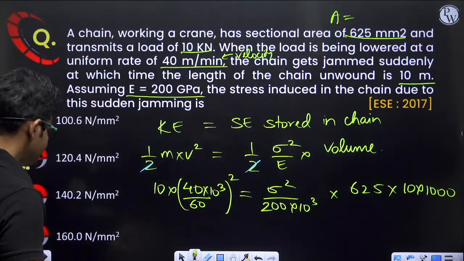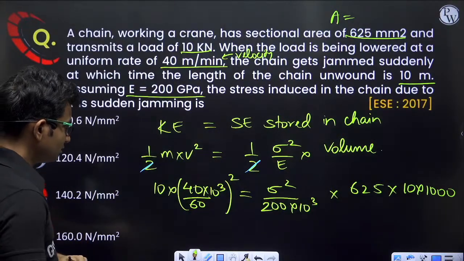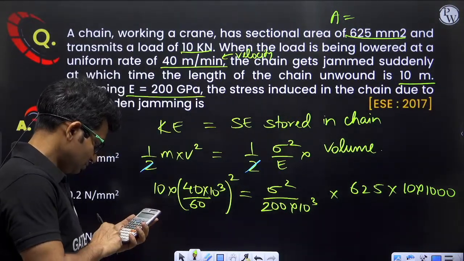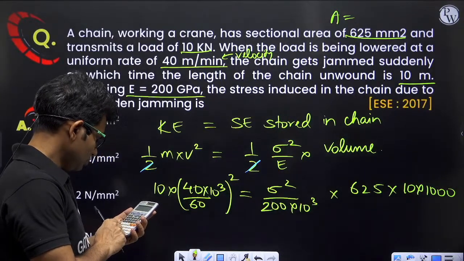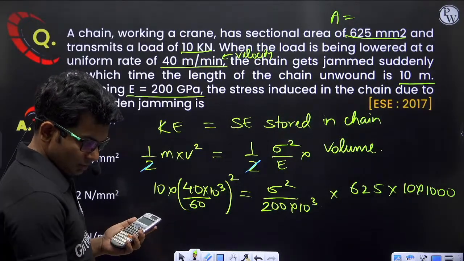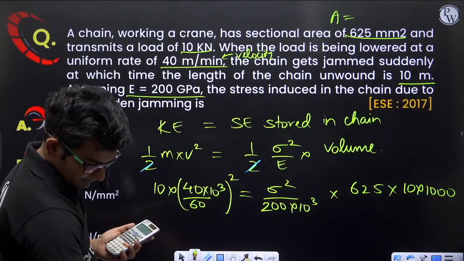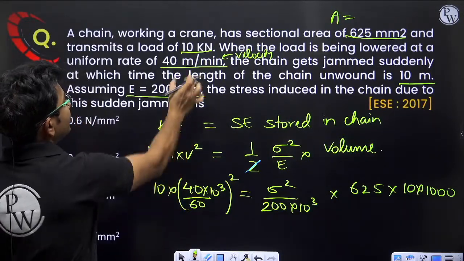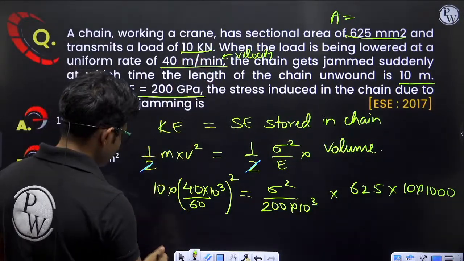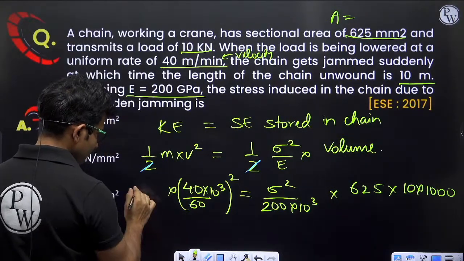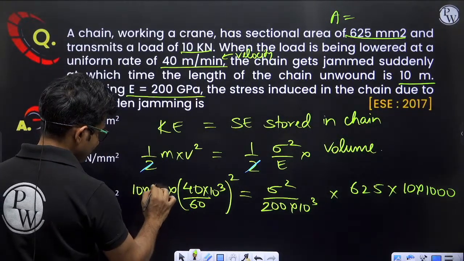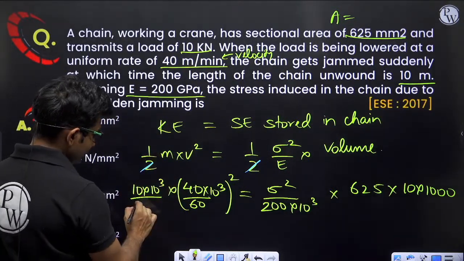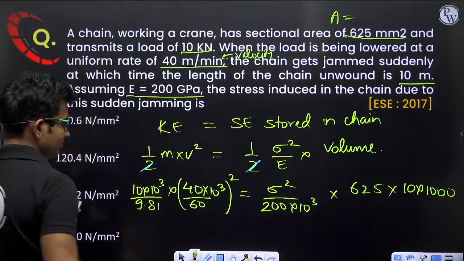Okay, so a little bit of calculation. Just wait a minute. See, mass has to be considered, no? But here weight is given, and the weight is given as 10 kilonewton. So we have to consider this also as 10 to the power 3 Newton, and we have to convert. We will divide by 9.81 g, then only it will be converted into mass.